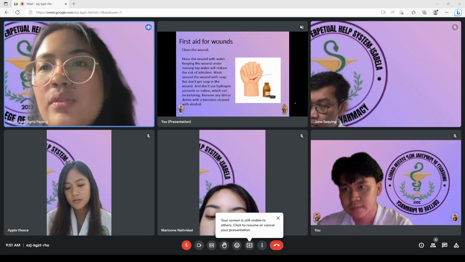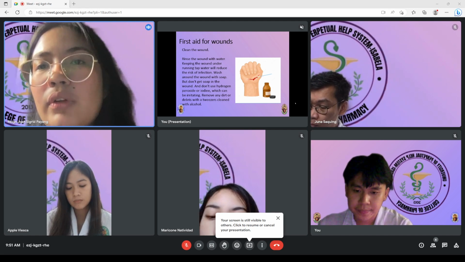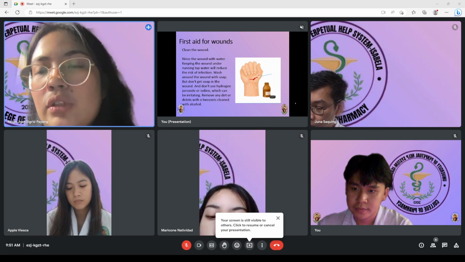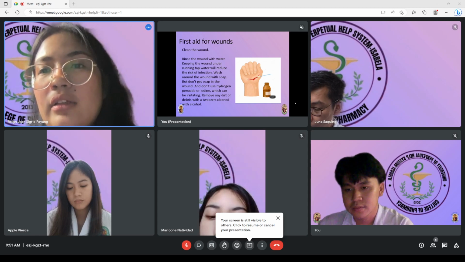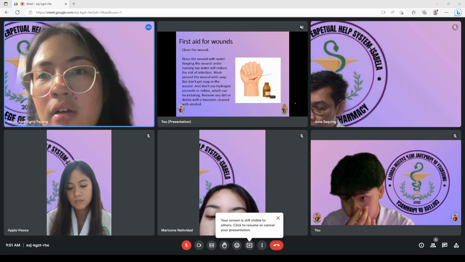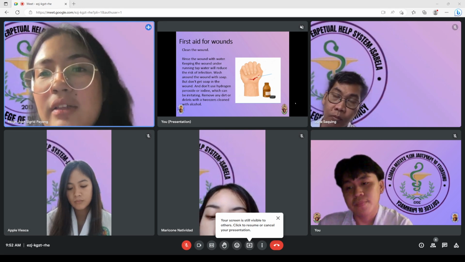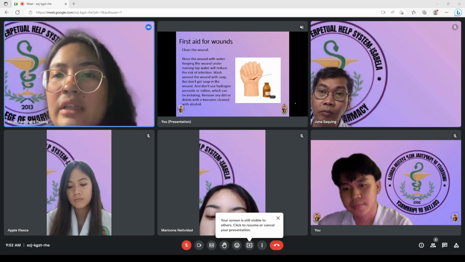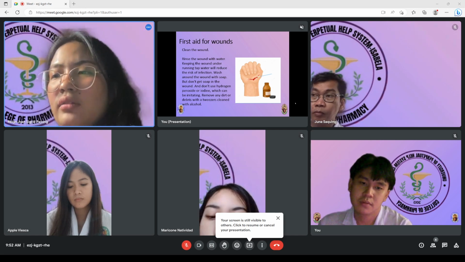Clean the wound. Rinse the wound with water, keeping the wound under a running tap. It will reduce the risk of infection. Wash around the wound with soap, but don't get soap in the wound, and don't use hydrogen peroxide or iodine, which can be irritating. Remove any dirt or debris with a tweezer cleaned with alcohol.